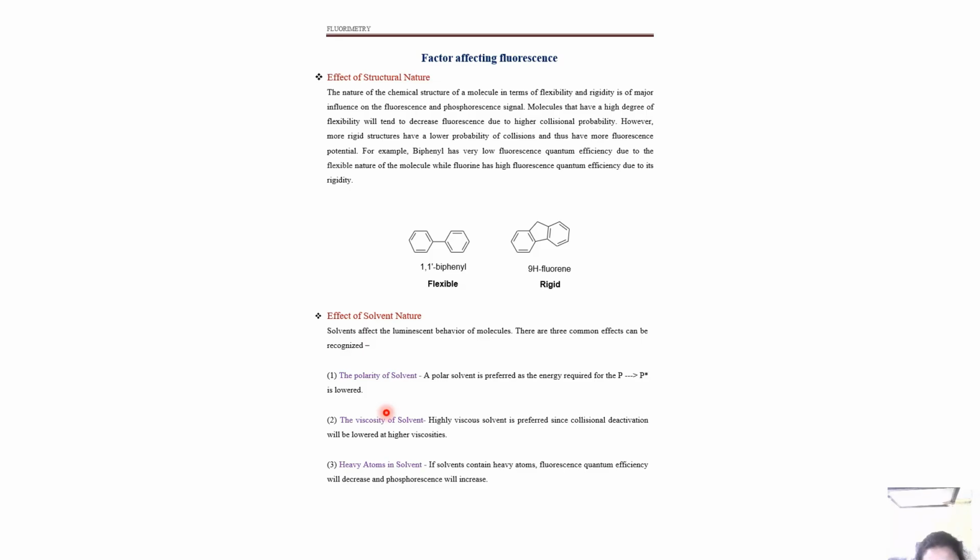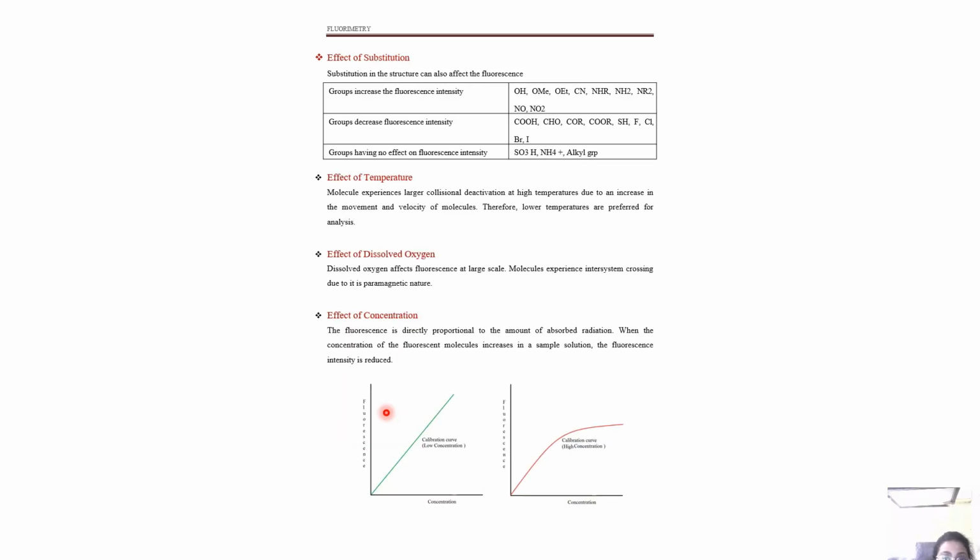And if solvents contain heavy atoms, fluorescence quantum efficiency will decrease and phosphorescence will increase. Effect of substitution: substitution structure can also affect the fluorescence. A molecule experiences larger collisional deactivation at higher temperatures due to an increase in the movement and velocity of molecules. Therefore, lower temperatures are preferred for analysis.